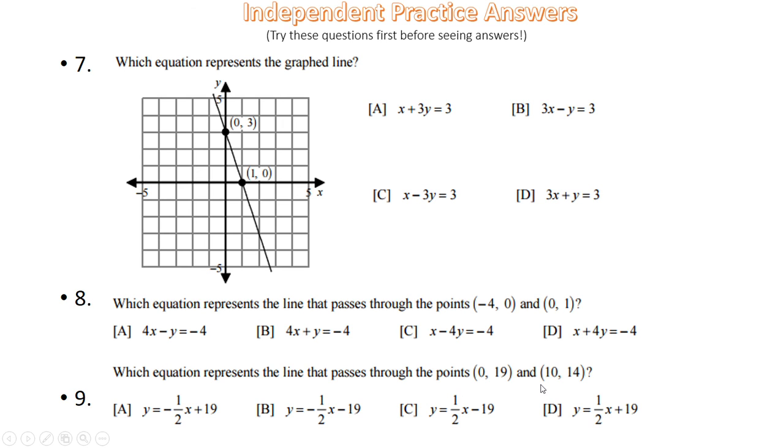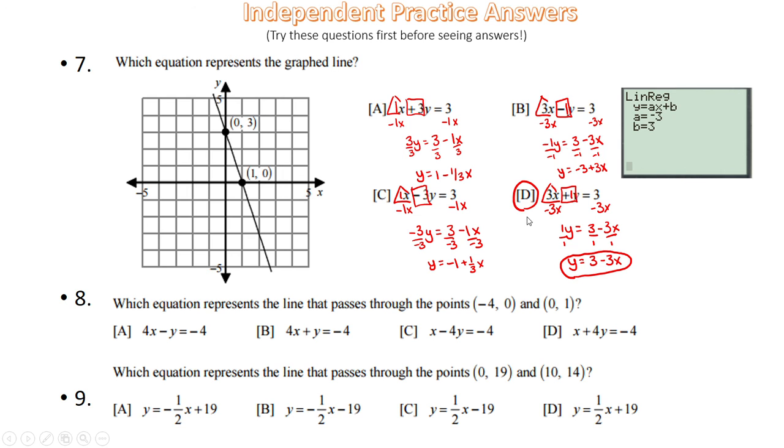Number 7. Number 7, we need an equation. So this is going to be negative 3x plus 3. We need to work out each one of these answer choices. And the answer choice that's going to work out is D. And the reason why is because I subtract 3x on both sides, divide by 1, and now I have the same thing.